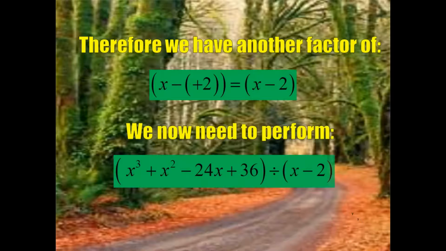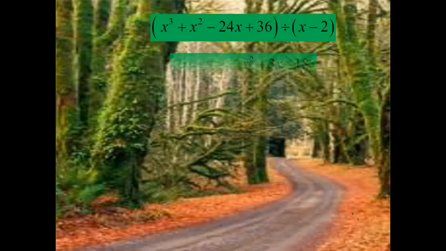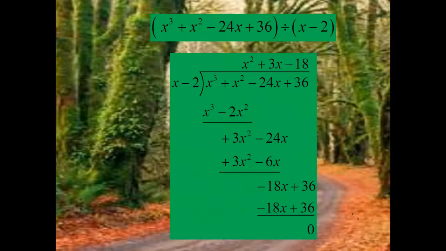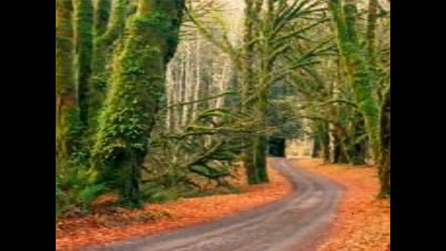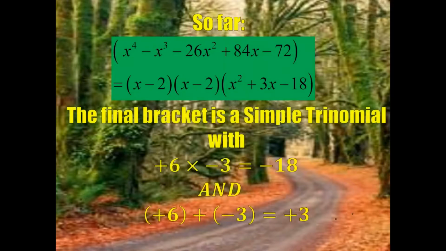So now we need to perform the division. It ain't pretty, but as we go along, being very careful of subtraction and lining up terms in the correct place, it does work. So there are 2 factors of x minus 2. Now what it leaves us with is a simple trinomial, x squared plus 3x minus 18. And a little bit of thought tells us plus 6 times minus 3 is minus 18, and plus 6 plus minus 3 is plus 3.